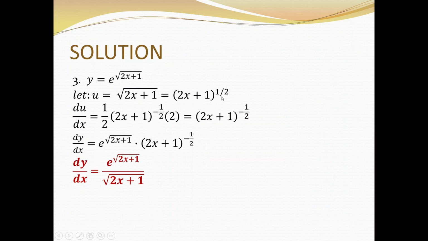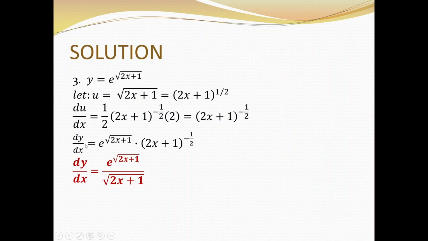Raised to 1/2 minus 1 is raised to negative 1/2, and then the derivative of this quantity 2x plus 1 is now equal to 2. Then multiplying the 2 by 1/2, this is equal to 1. Then the derivative of this u with respect to x is now simply equal to the quantity 2x plus 1 raised to negative 1/2.